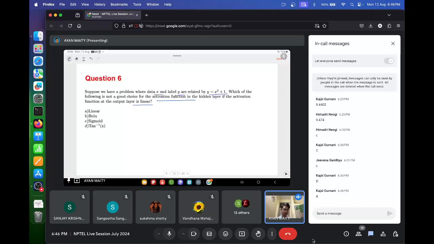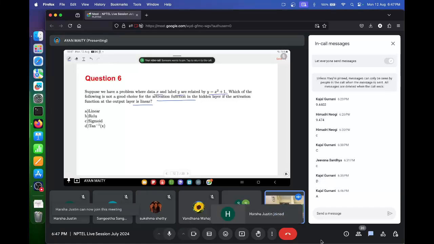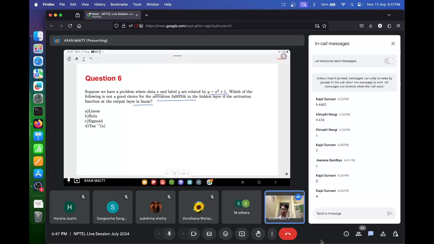Kajal says option A. Okay. Anyone else? This question is much easier than the last few numerical questions, so all of you should know the answer for this.